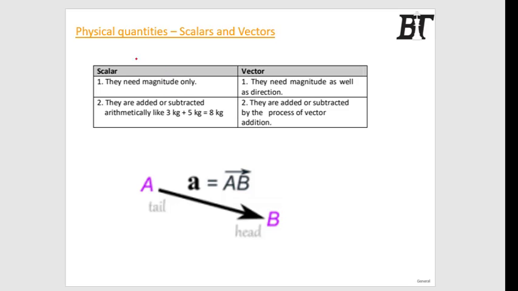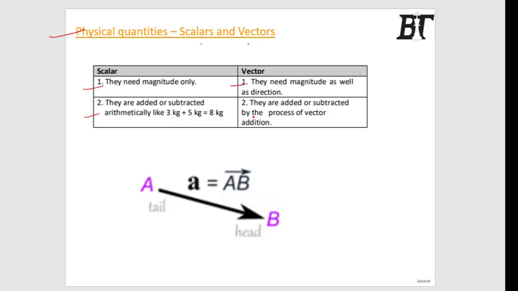I'm only revising it. So if you remember, we had started with defining physical quantities. Anything that can be measured is called a physical quantity. They are basically of two types, vectors and scalars. Scalars need only magnitude, whereas vectors need magnitude as well as direction to be defined. Scalars can be added simply arithmetically, like 2 kg or 3 kg plus 5 kg is 8 kg.